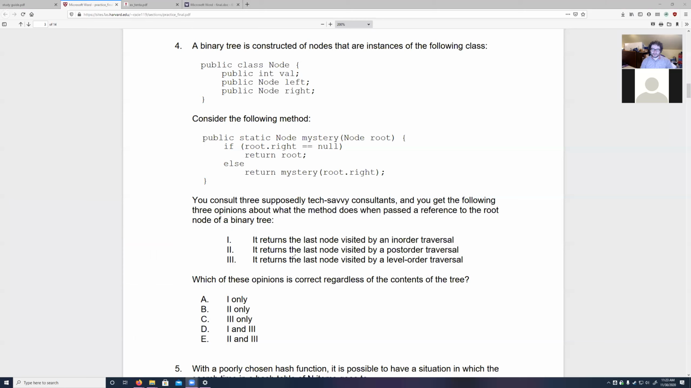All right, number 1 says that's the last node visited in Inorder Traversal. So let's think about this. So let's go ahead and do this tree. And all we concern ourselves with is the right. There's no lefts in the method, right? So I'm just going to draw stuff.